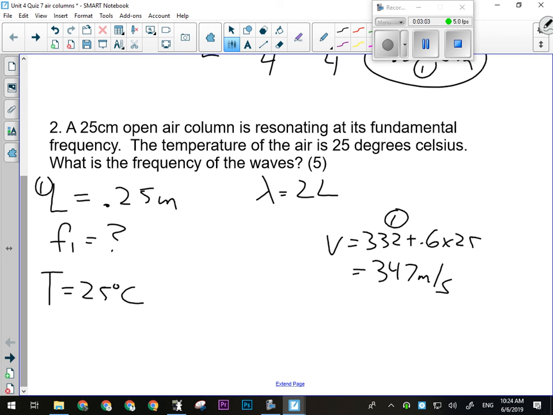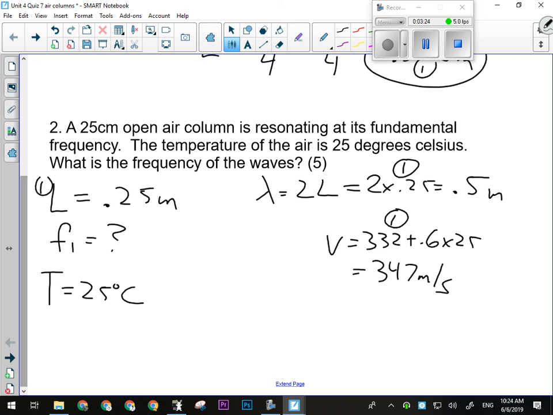The other thing I need, if I'm going to calculate the frequency, is the wavelength. Can I get that with the length of the tube? That's our next step. We have to use lambda equals 2L. So that'll be 2 times 0.25, which means the wavelength of these waves is 0.5 meters. You give them a mark for that step as well.